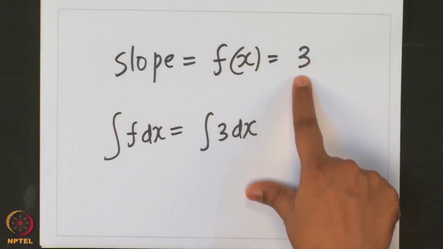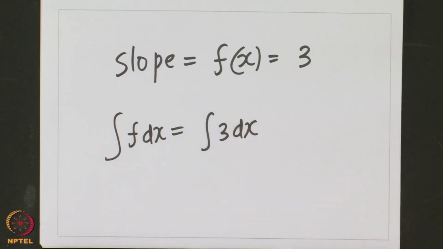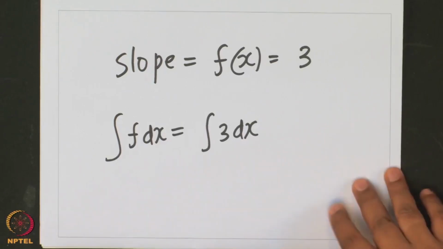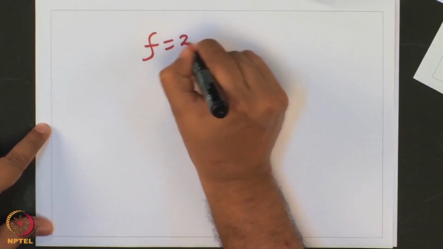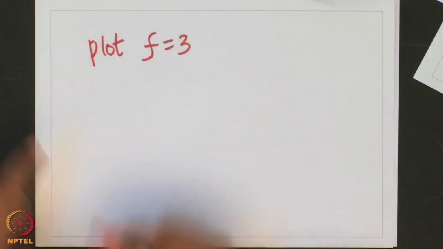So let us start with the same example, that you have this function or a slope which is 3. We want to calculate the integral of this function, 3 dx. We already know the answer to this. Now let us frame the same thing in a slightly different way. Let us take this function 3 as a plot. So let us plot f is equal to 3.